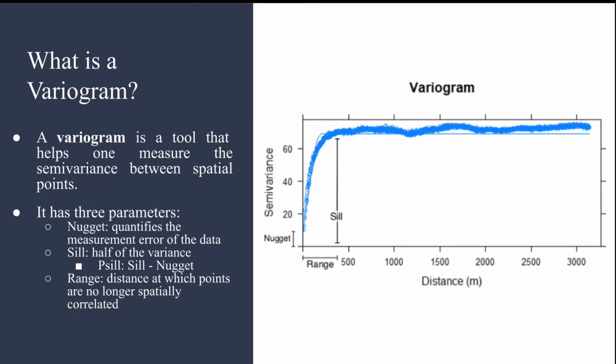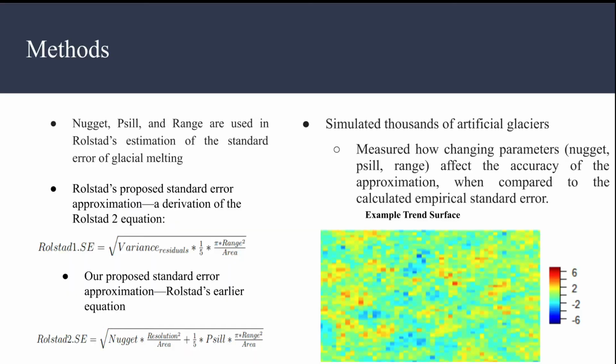A tool that is used in Rolstad's process of approximating the standard error is a variogram, which helps one measure the semivariance between spatial points. Its parameters, nugget, sill, and range, aim to effectively quantify a terrain's unique features and are used to determine the standard error. Nugget quantifies the measurement error of the data. Sill represents half of the variance, though we will more often refer to the partial sill, or p-sill, which is the sill minus the nugget. Lastly, the range is the distance at which points are no longer considered spatially correlated. These parameters obtained from the variogram play a key role in Rolstad's methods in approximating the standard error.